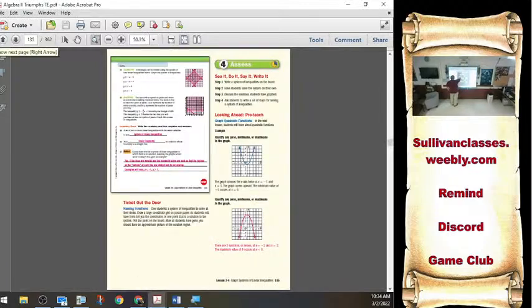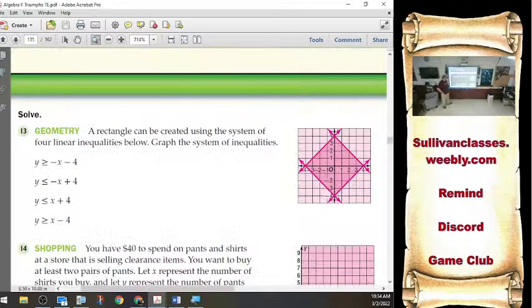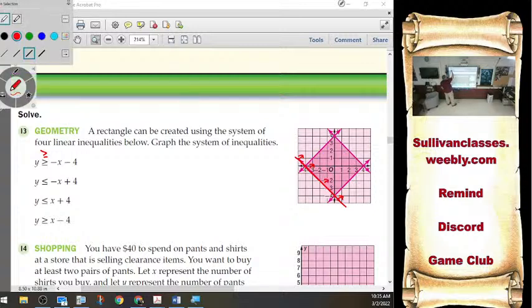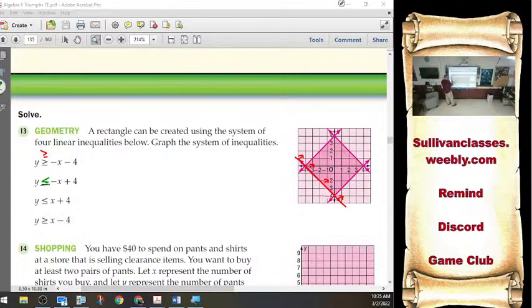Okay. 13. Really? Because look at them all saying this line, -x minus 4, is this line right here. Nice color. And it says y is greater than or equal to the line. Watch what happens when I actually put all my arrows on there.